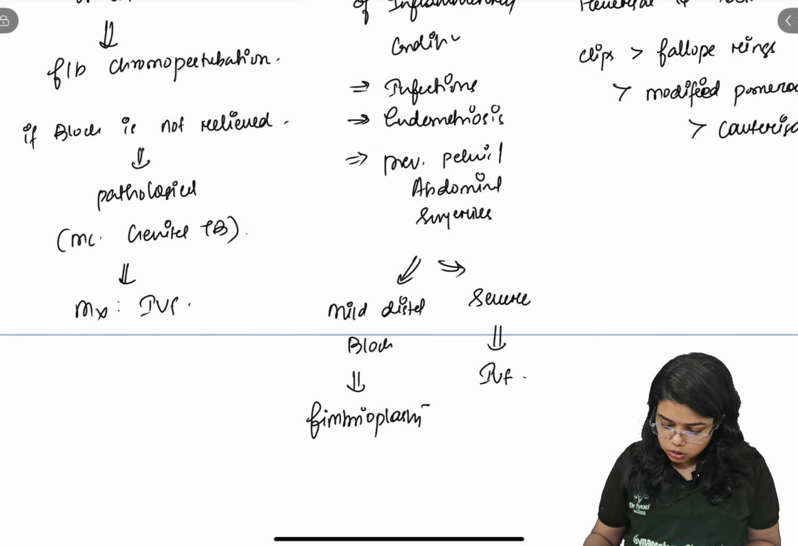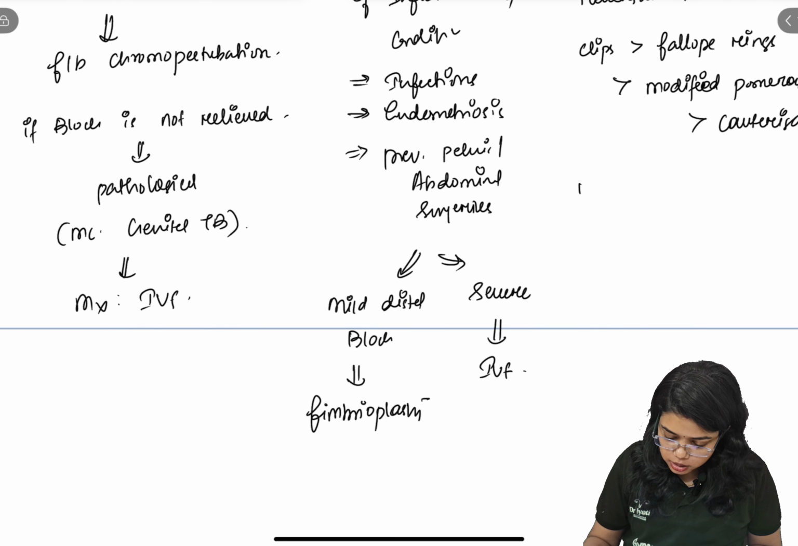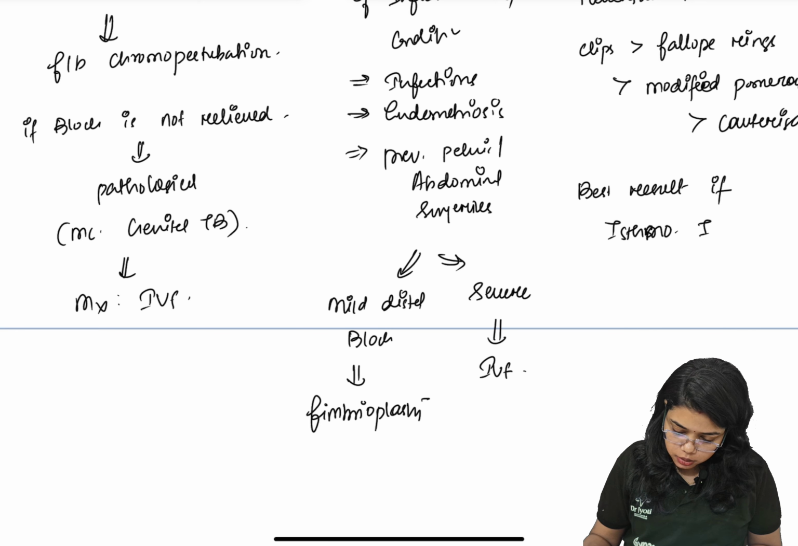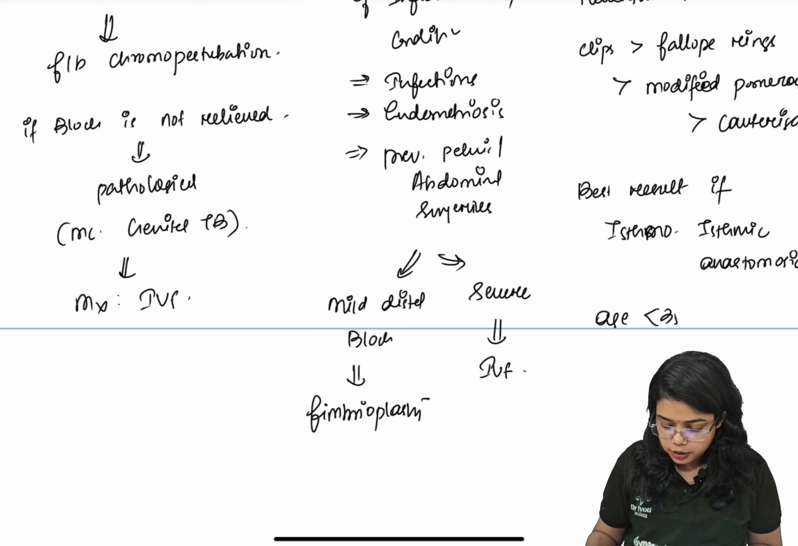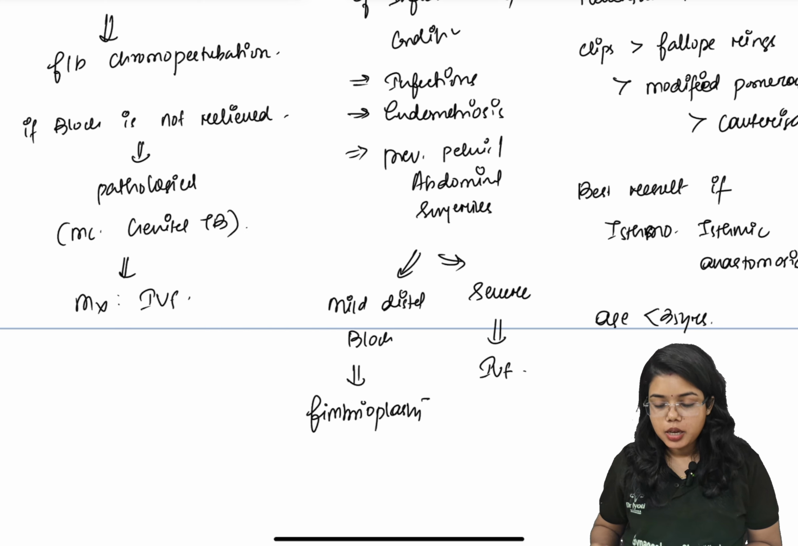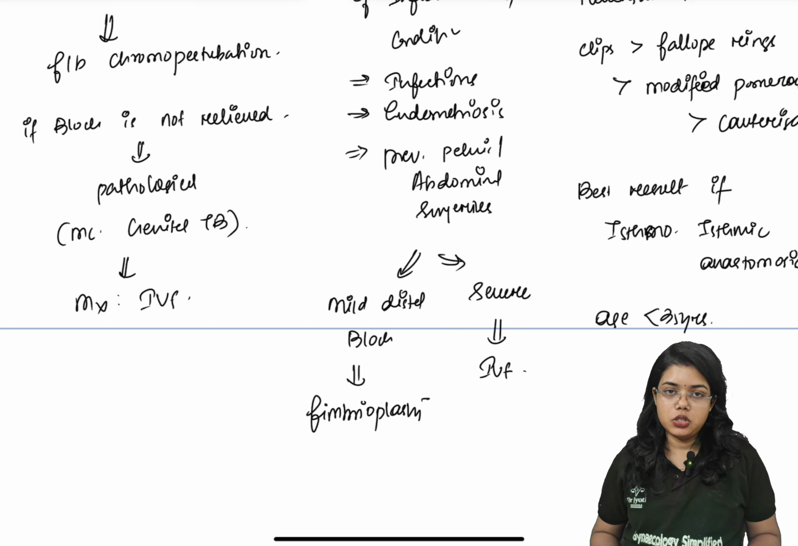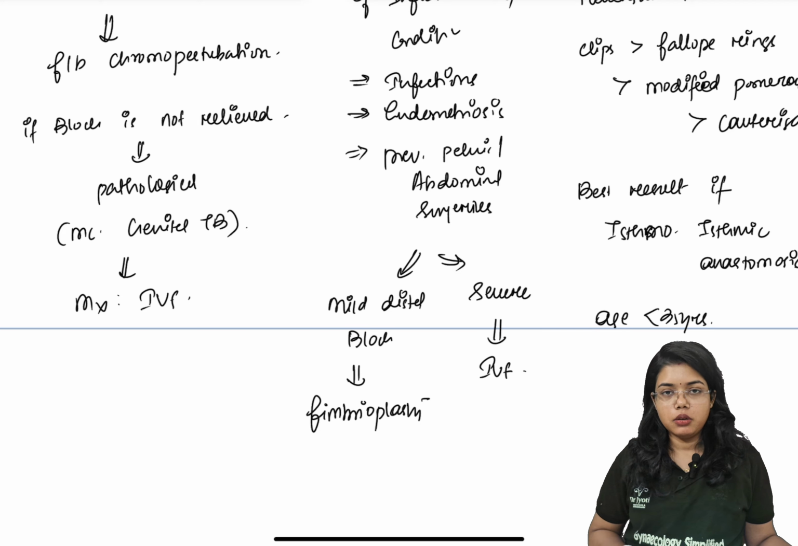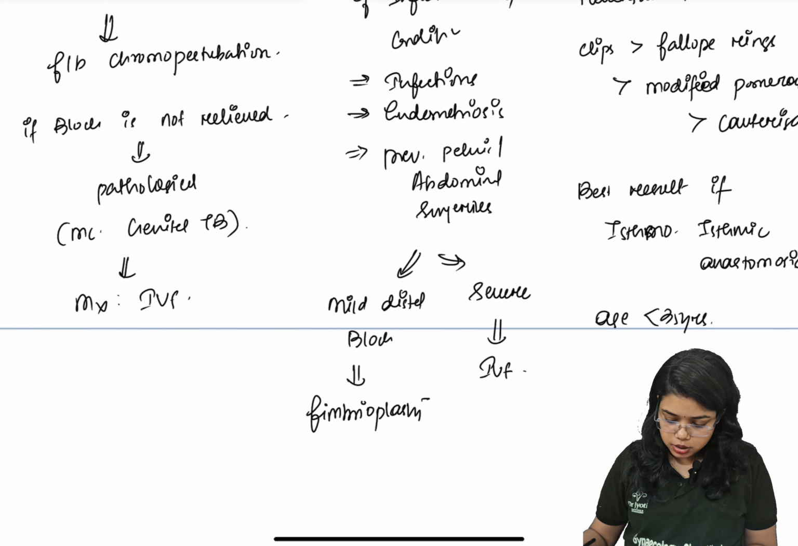Okay, and the best result is if there is isthmic anastomosis. And also the result is good if the age of the patient is less than 35 years. Because the age is less, there is the best result.